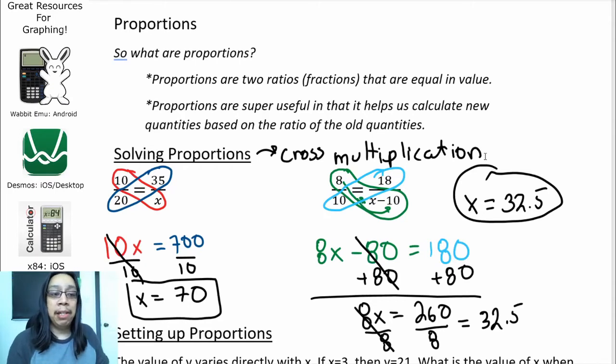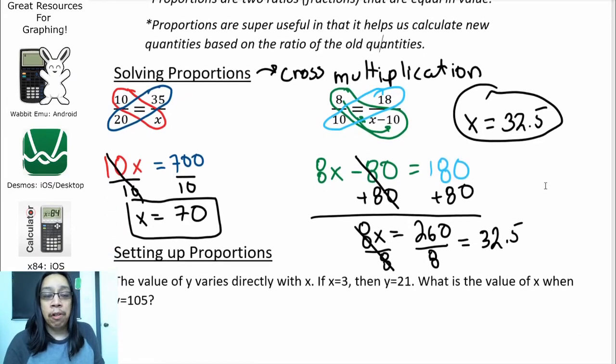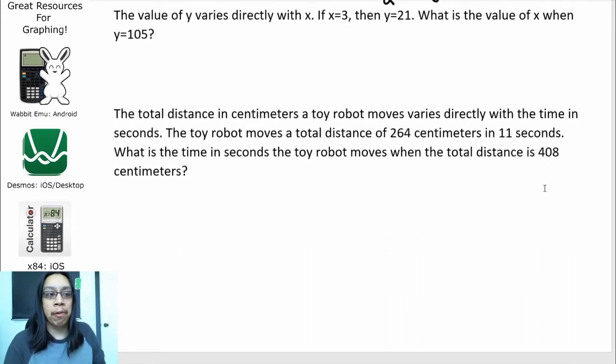Now, how exactly do we take a word problem and set up a proportion out of it? Well, it's actually fairly simple. Earlier I said that proportions are super useful because they help us calculate new quantities based on the value of an old quantity, a ratio of an old quantity. And that's exactly what we're going to do here.